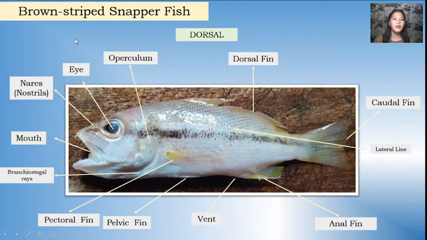And then si brown striped snapper fish, this is the fifth one or the last one, dorsal fin, ito yung dorsal part, caudal fin, ito, lateral line, yan, and then anal fin, vent, pelvic fin, pectoral fin, branchiostegal rays, mouth, nares or nostril. So, si pelvic fin tsaka si pectoral fin, paired fins yan, dalawa ibig sabihin.